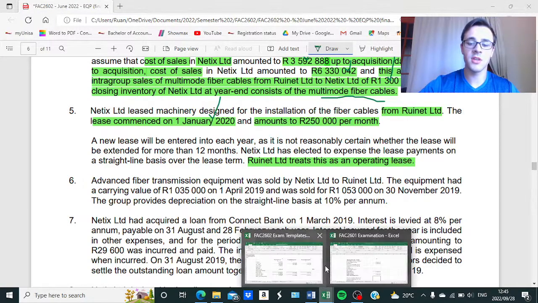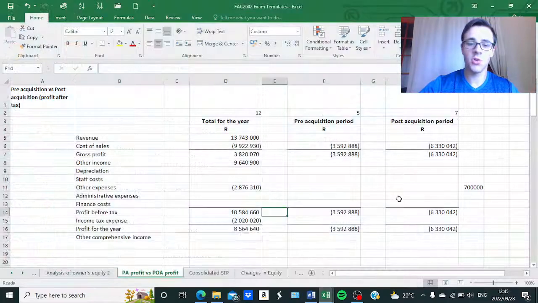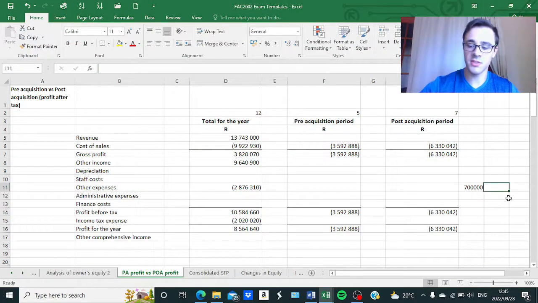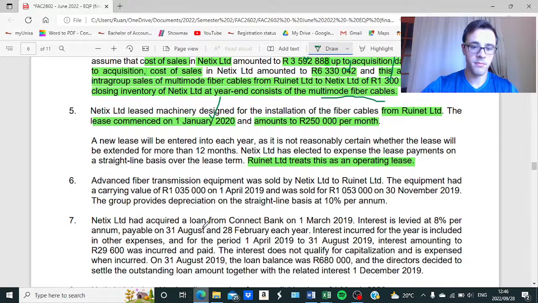So in your calculation, you need to make a note that you will include 750,000, because remember this was paid by the subsidiary, so it will be included in other expenses. So the 750,000 is in respect of lease payments that only pertain to the post-acquisition period. Okay, so it can therefore not be split between the two periods. Alright, so you must include it in the post-acquisition period. Okay, so we have eliminated the intergroup lease payments / receipts, and we have included it in full in the post-acquisition period because it only pertains to that period. So we are done with point 5.